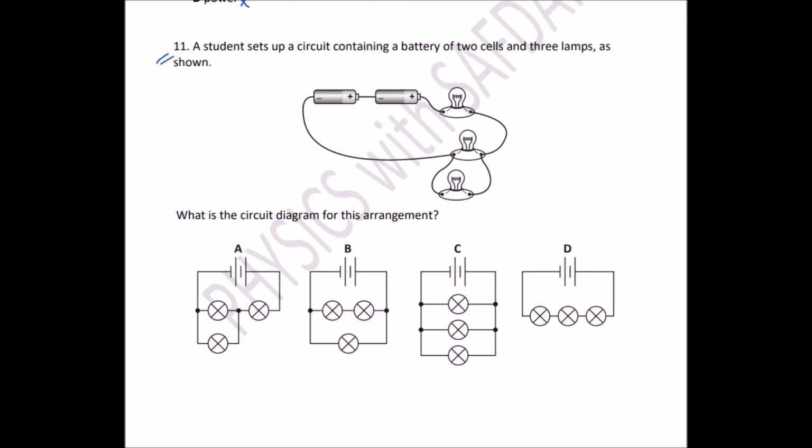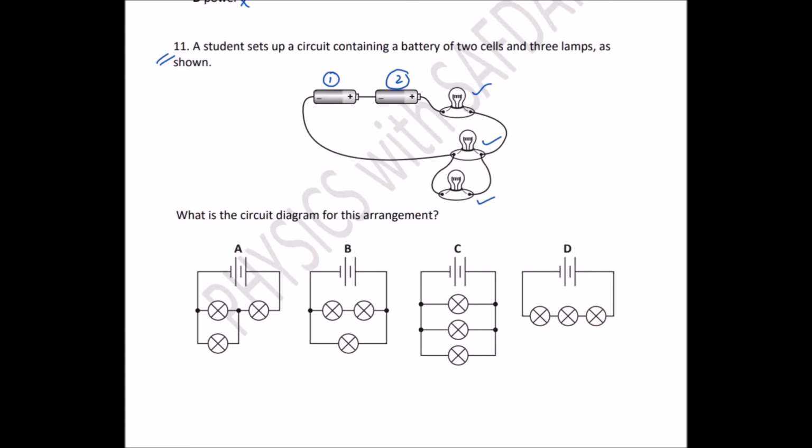Question number 11. A student sets up a circuit containing a battery of 2 cells and 3 lamps as shown in this diagram. What is the circuit diagram for this arrangement? And you have 4 options. This is cell number 1, cell number 2, and you can see 1, 2, 3 lamps. You need to know what is the correct circuit diagram for this combination.